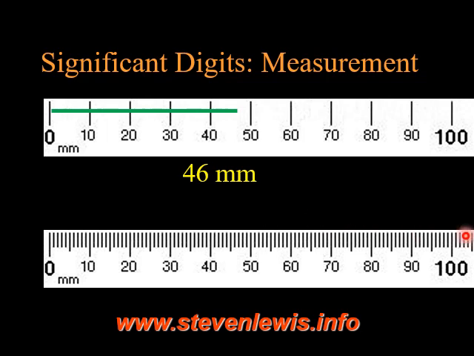Now let's measure the same line with the second ruler, the one that has the finer gradations. Now we can count individual millimeters.